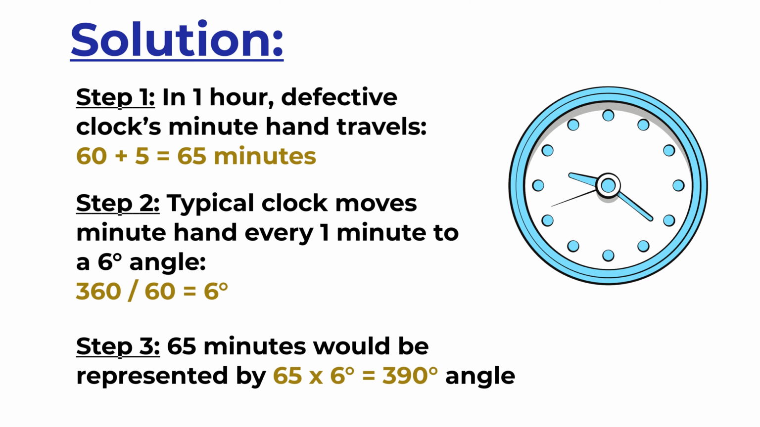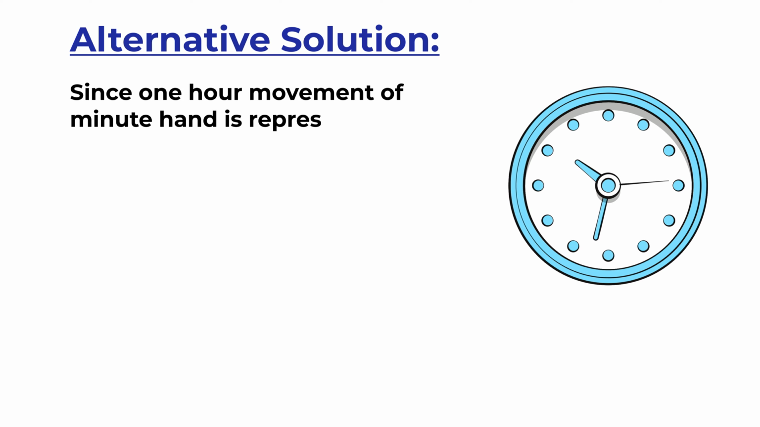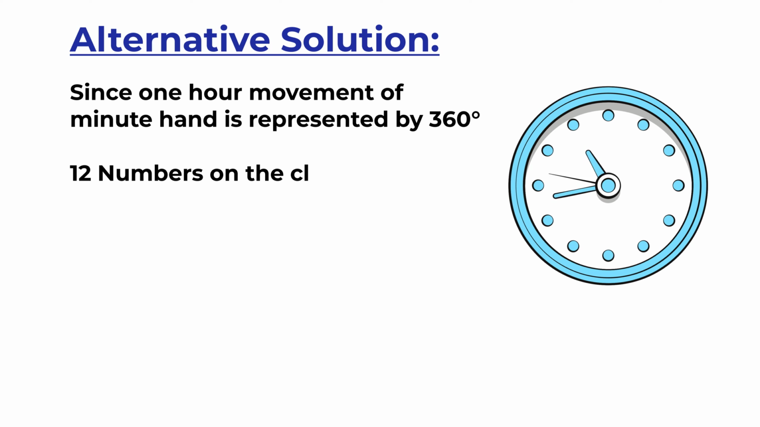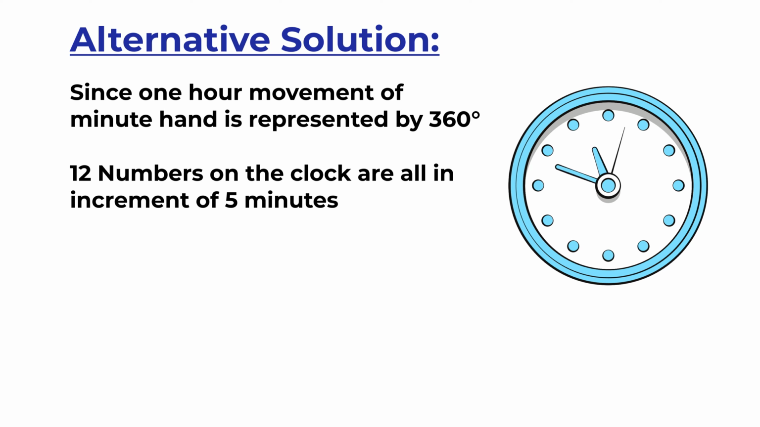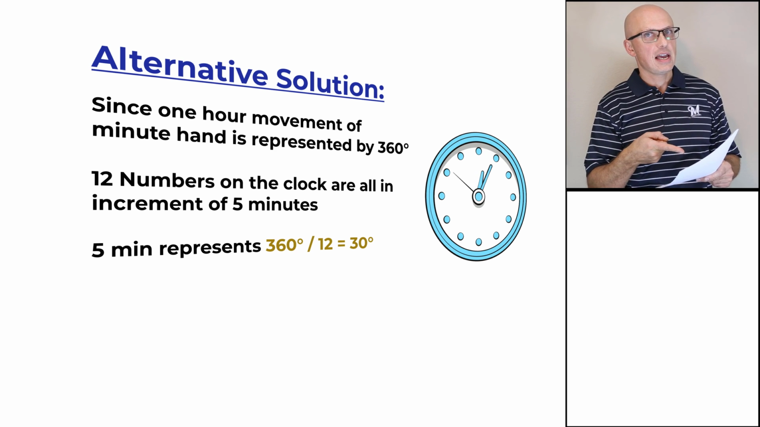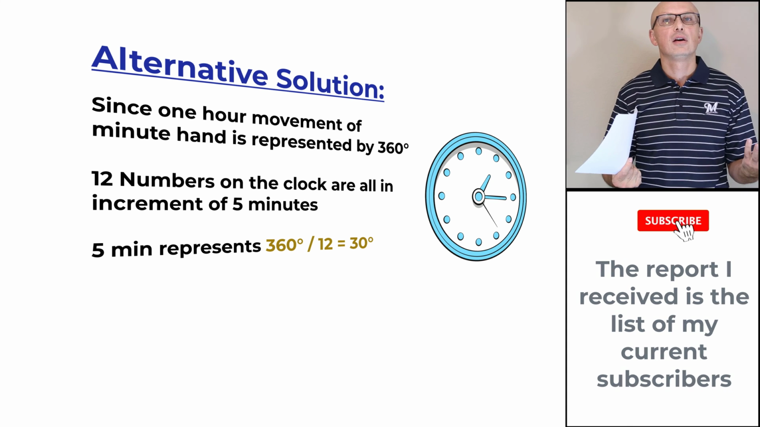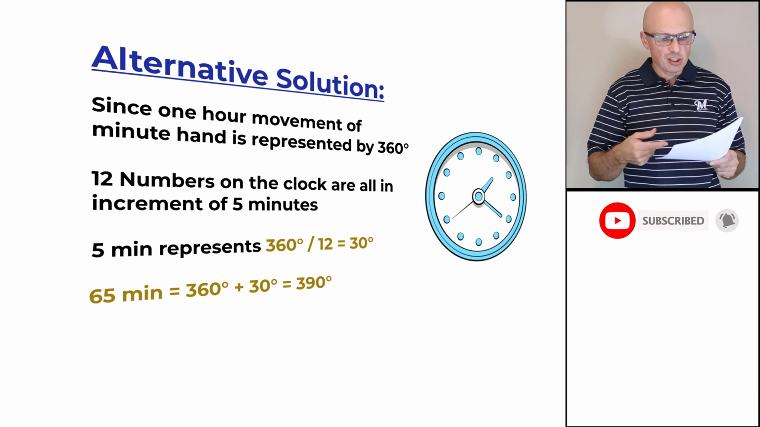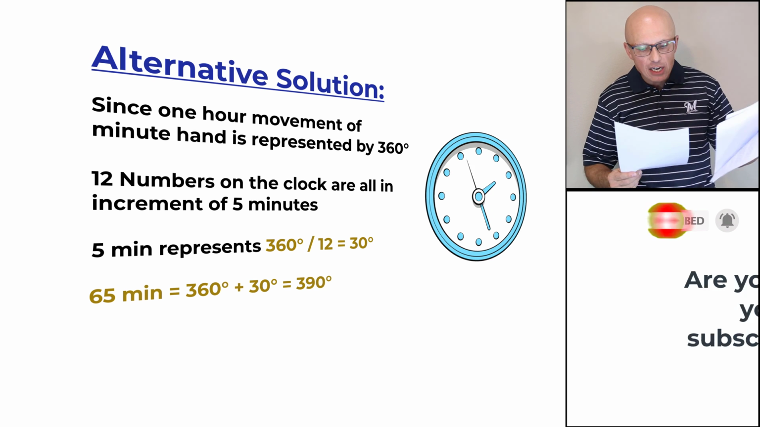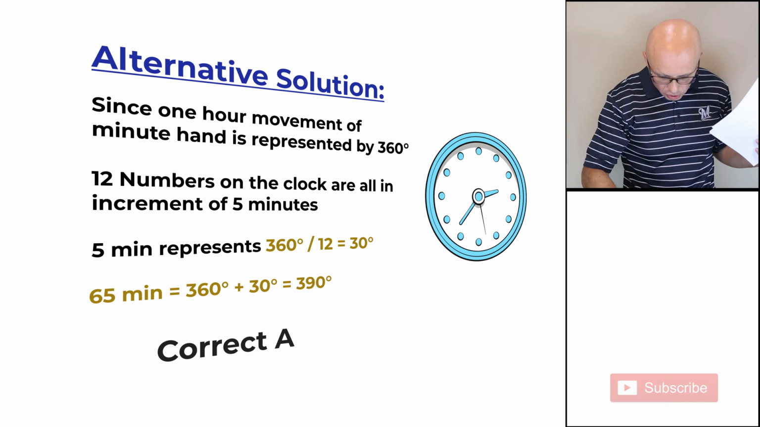Obviously, as with a lot of problems, there is an alternative way to solve it. Since 1 hour movement of the minute hand is represented by 360 degrees, we can look at 12 numbers on the clock, and each number on the clock is an increment of 5 minutes. 5 minutes is represented by 30-degree angle, which is calculated as 360 degrees divided by 12 numbers, which equals 30 degrees. So 65 minutes would be represented by 360 degrees for the full circle, plus 30 degrees for extra 5 minutes, which would be 390-degree angle.